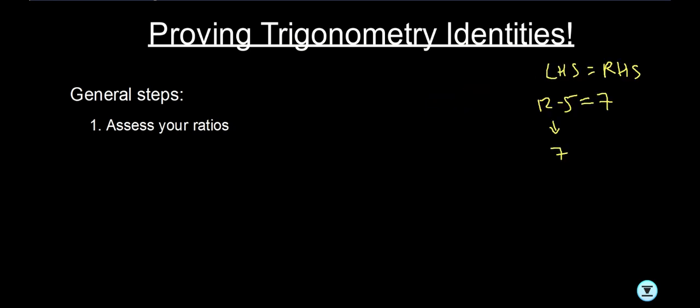Let's look at the first step here. It tells us that we need to assess our ratios. By that I mean, look at the types of trig ratios you have on the right-hand side and allow that to inform what you do on the left-hand side and what ratios you're going to attack. By ratios, we're talking about things like sine, cos, and tan, because those are our trig ratios. That's just a bit of jargon there.